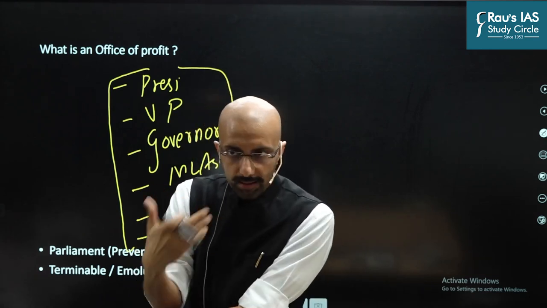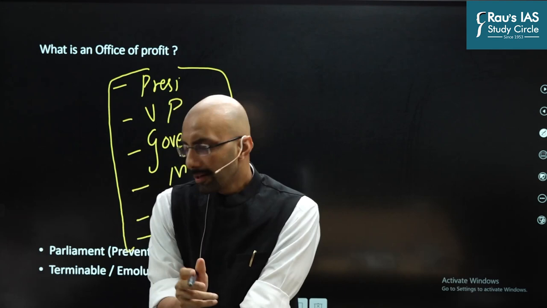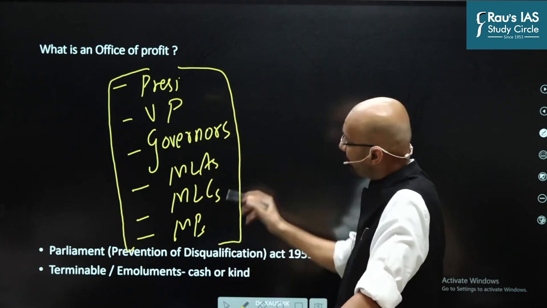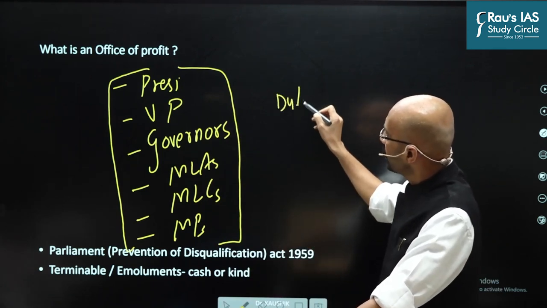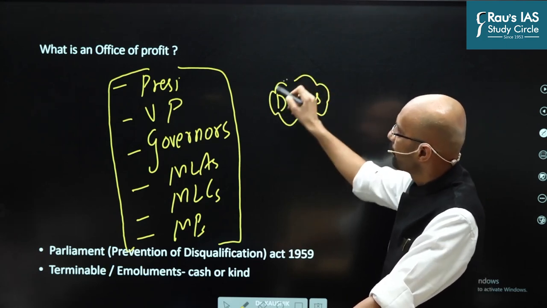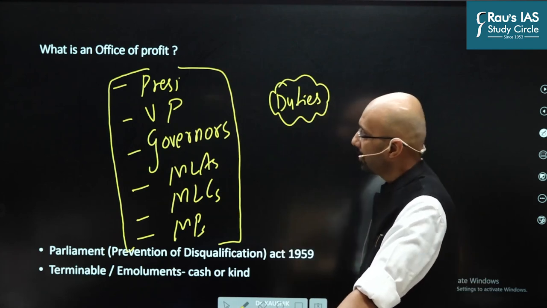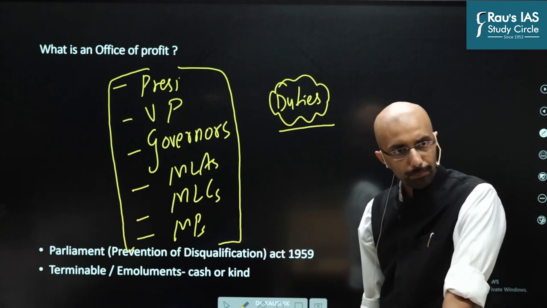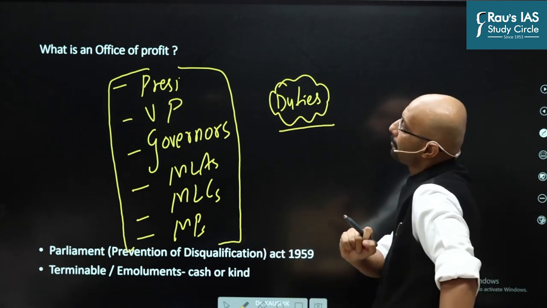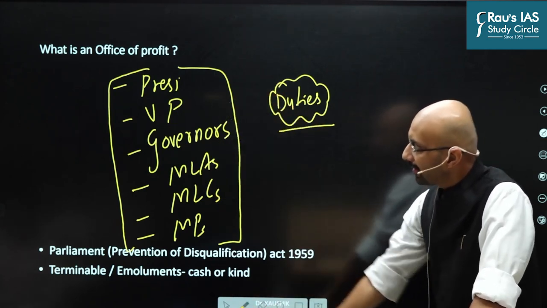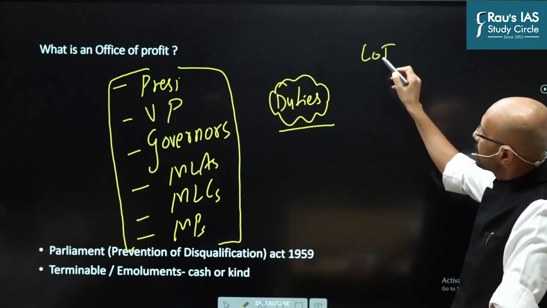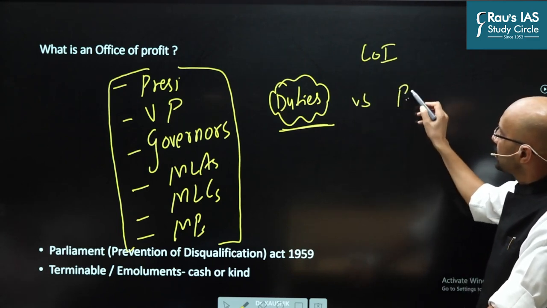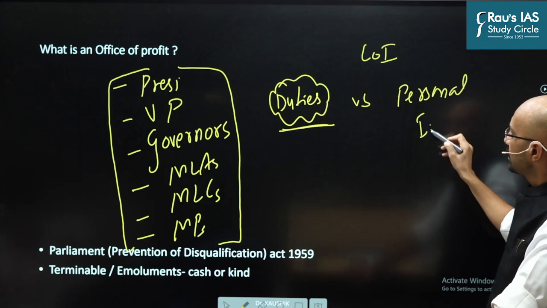Let us understand why that disqualification is given. Now tell me something, all these people who are holding some office under the constitution, all of them have certain official constitutional duties. And we expect all these functionaries to discharge their functions and perform their duties in the interest of the country, in the interest of the public. But what if in a particular situation, these functionaries find themselves in a conflict of interest between two things? What two things? Their official duties versus their personal interest.